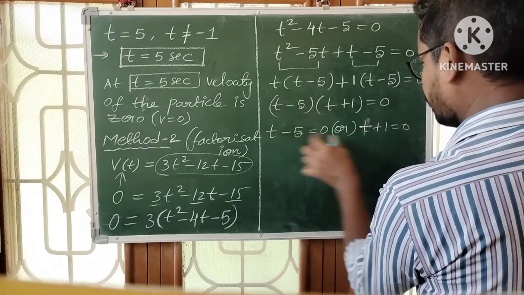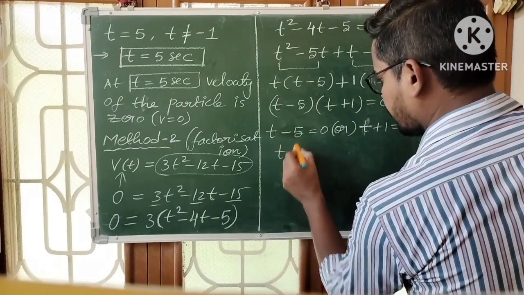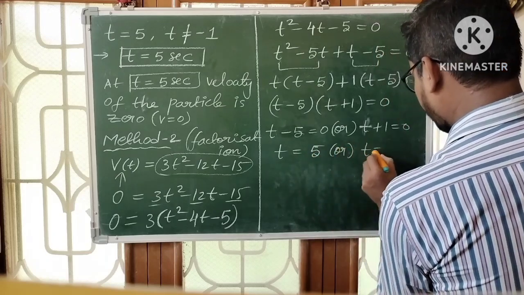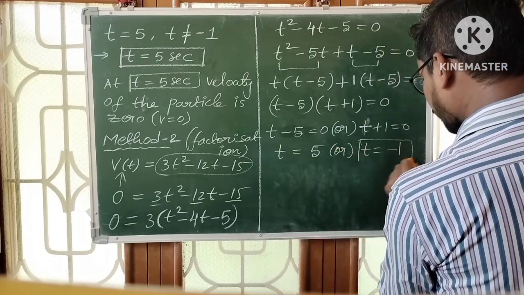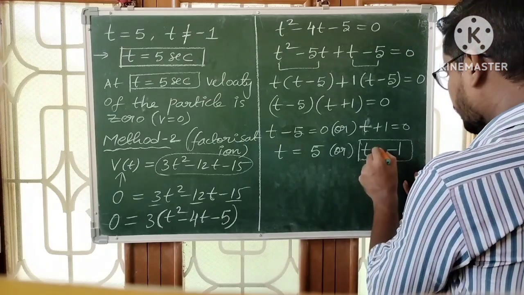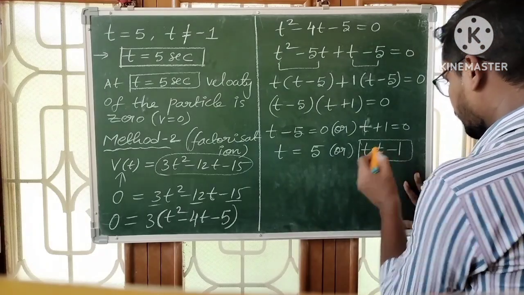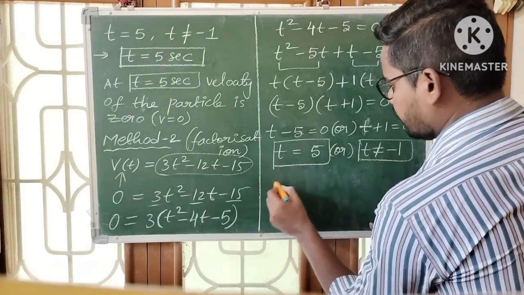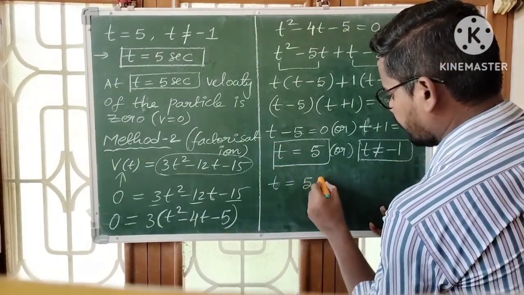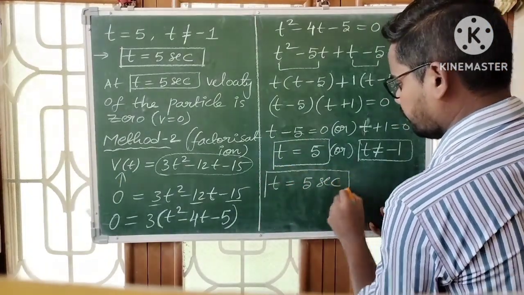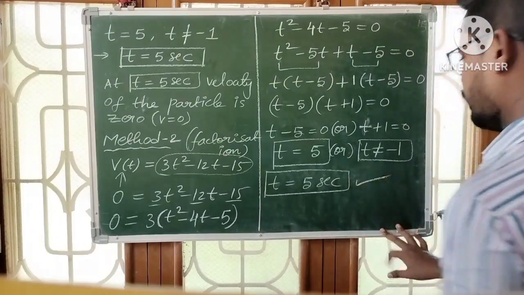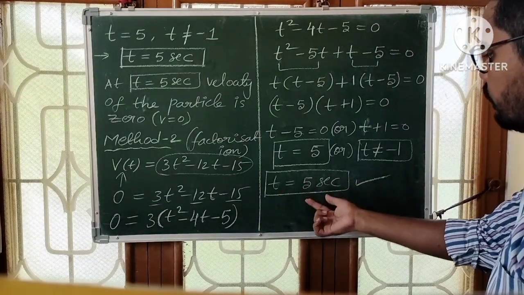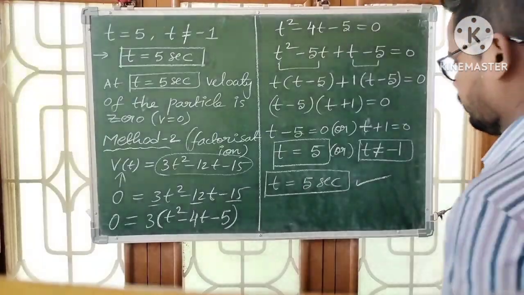That's why t minus 5 is equal to 0 or t plus 1 is equal to 0. Transpose minus 5, you will get t is equal to 5. In this case, plus 1 becomes minus 1. So again we know that time cannot be negative. It's a scalar quantity. So t is equal to 5 is our solution. T is equal to 5 seconds. This is the first question's answer. So at t is equal to 5 seconds, the velocity of the particle is 0.